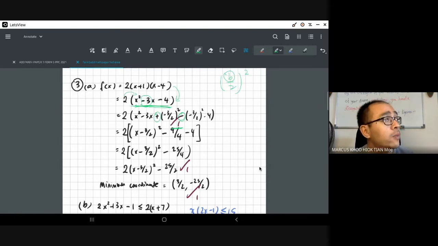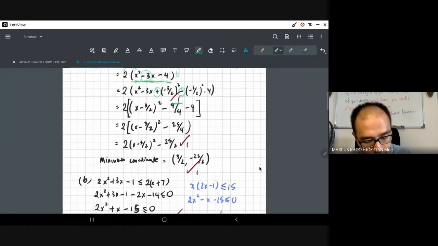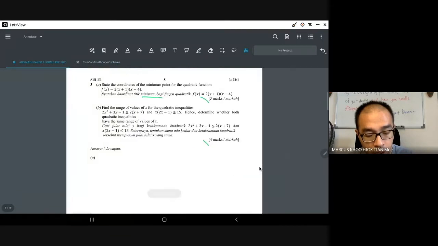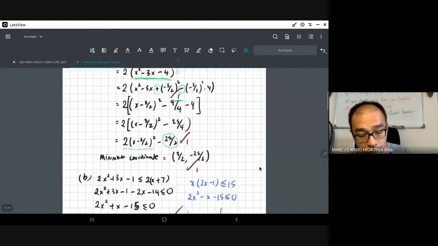Okay, then when you simplify everything, you'll get this: 2 times (x minus 3 over 2) squared minus 25 over 2. So this is the minimum point. Okay, this is the minimum point, but the question is asking for state the coordinates. Okay, state the coordinates of the minimum point. So you have to find the x coordinate lah, which is here. Okay, is given over here in this one.